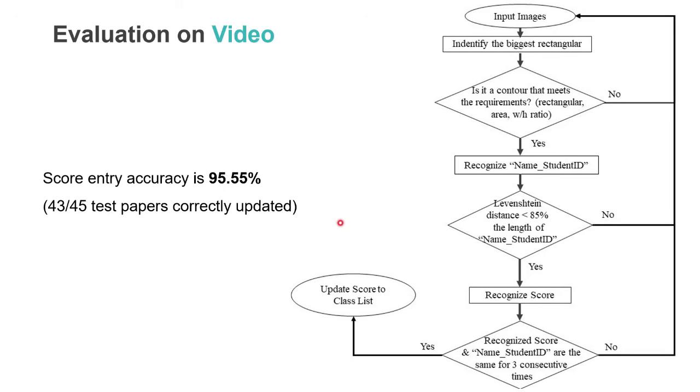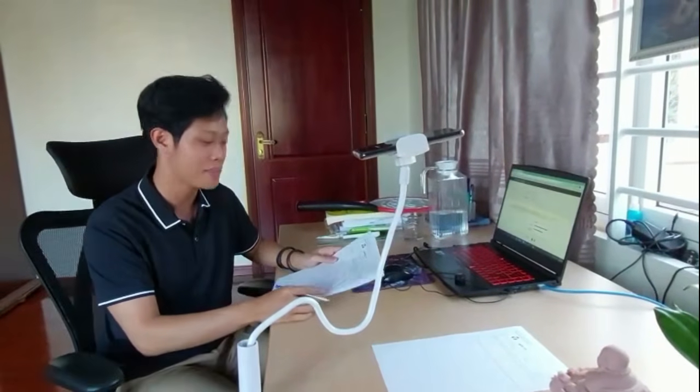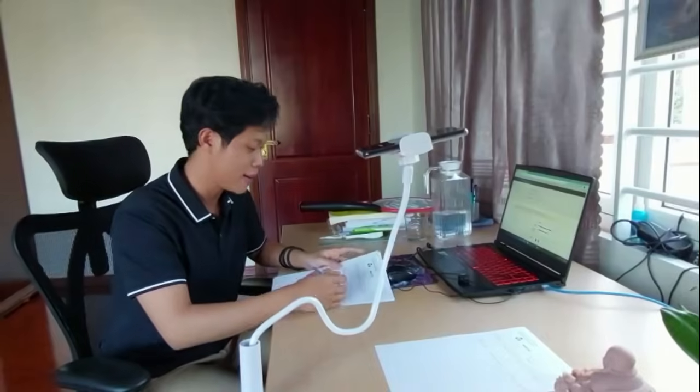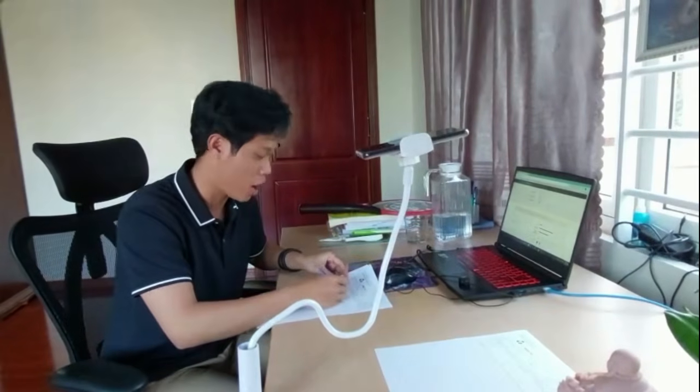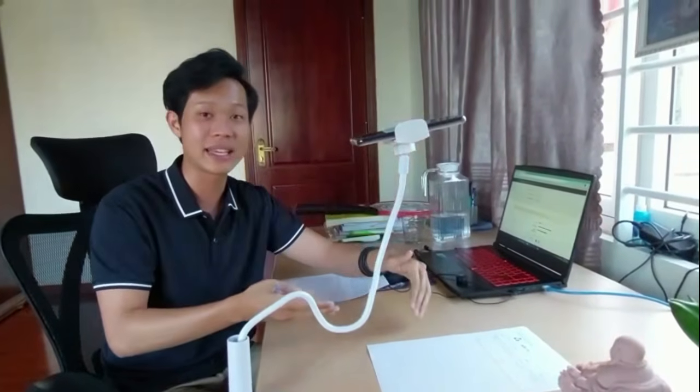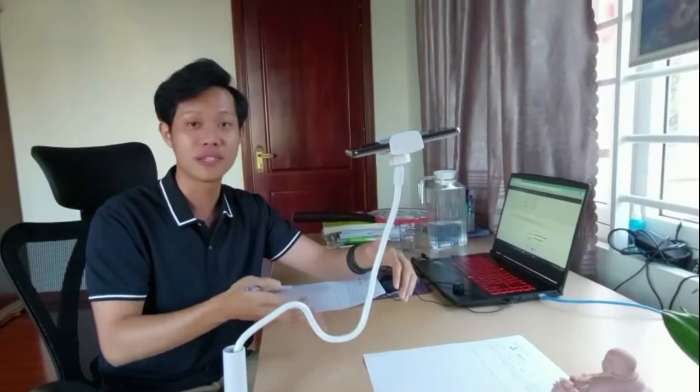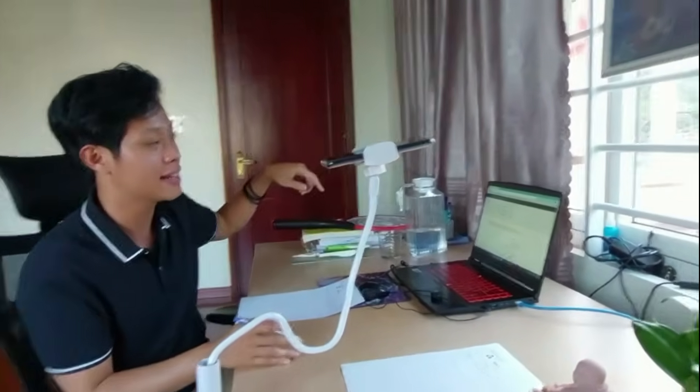So let's move to the demo of my system. Hello everyone, this is the demo of my automatic scoring system. After the teacher scores the test paper, they put the test paper under the camera. As you can see, the camera is about 15 to 20 centimeters above the desk, and the light condition is quite good.